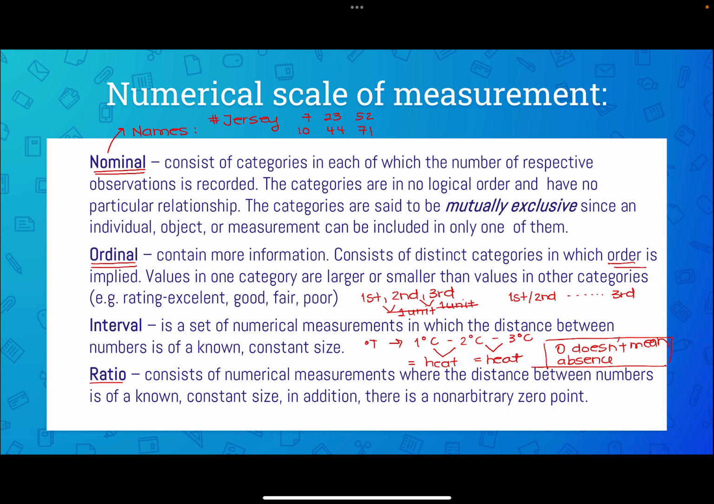On the other hand, a ratio variable has numerical measures. The distance is a known constant size, and there is a 0 point. So for example, money is a ratio variable because 0 does mean no money, right? What other thing could be weight? So for example, if we have 0 kilos of apples, it means no apples. So that's the difference between interval and ratio variables.